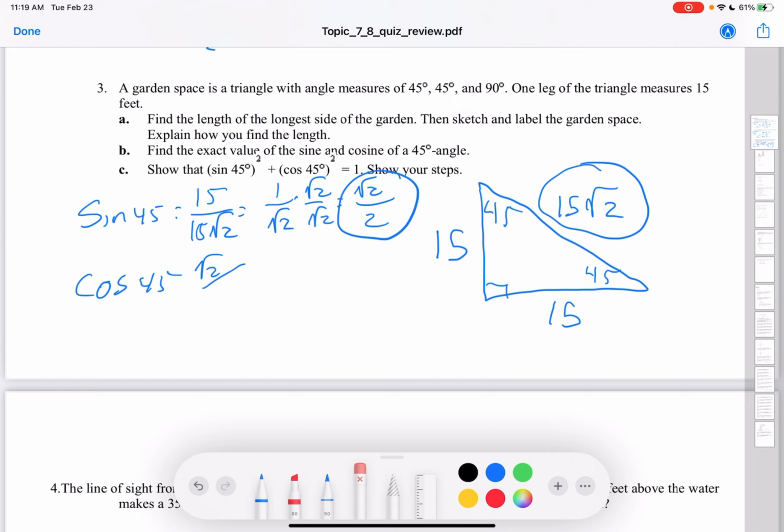I ran out of space. All of a sudden it's not writing. Why aren't you writing? Because I hit the eraser. Radical 2 over 2.